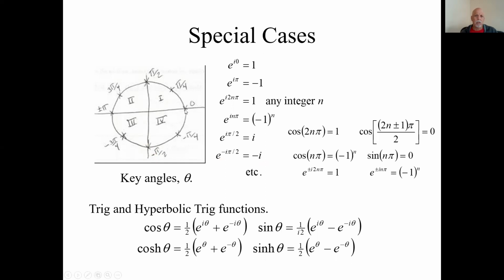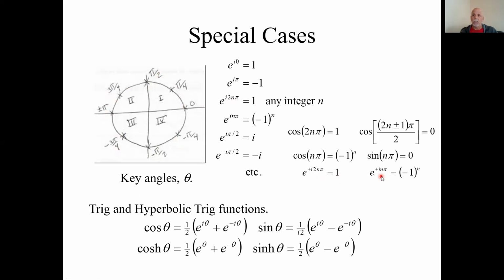If I go to an angle of pi, pi is 180 degrees, I'm going from here over to here. e to the i pi is -1. If I just go all the way around, 2 pi, I'm back at 1. e to the i 2 pi is 1. And I could keep going around a whole bunch of 360 degrees, or a whole bunch of 2 pi's. Integer number of times, I always get back to 1. So e to the plus or minus i 2n pi is 1.